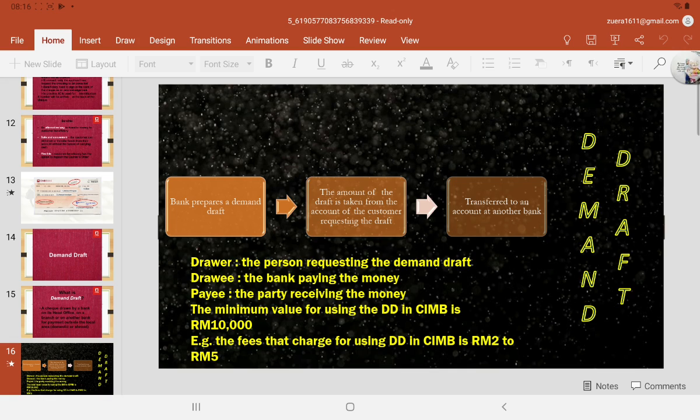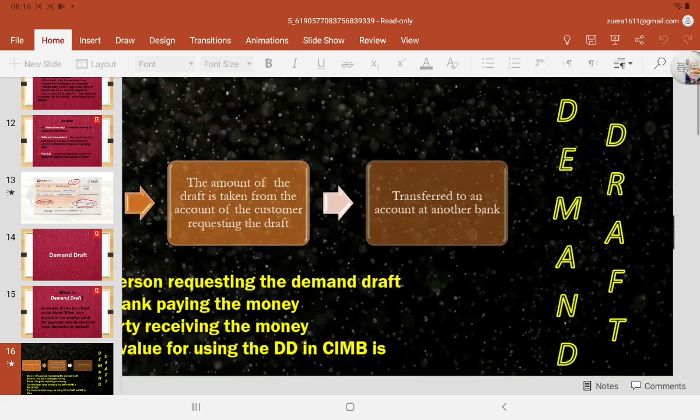And then after that, they will transfer to an account at another bank, which is in Johor Bahru. So this is the example. We have certain parties involved in the demand draft, and we call one of them the drawer.